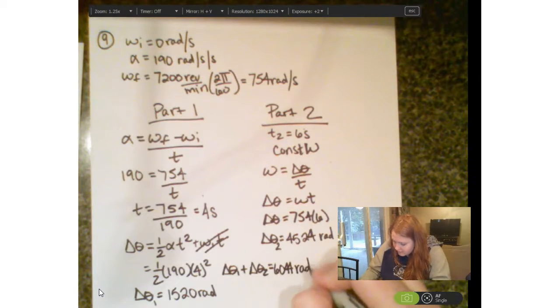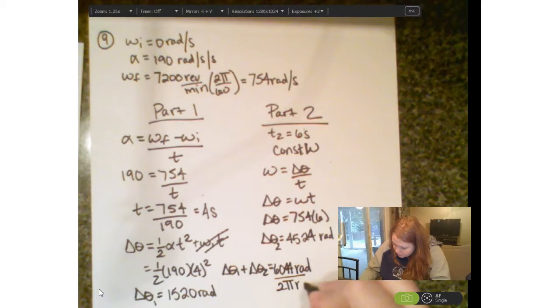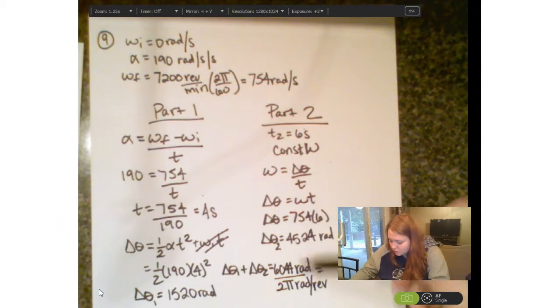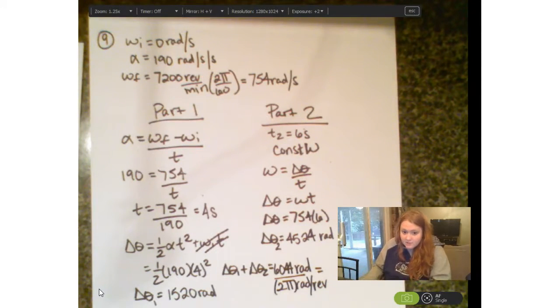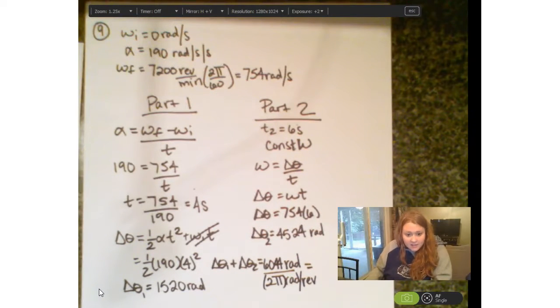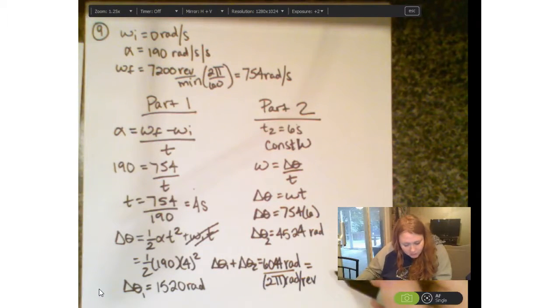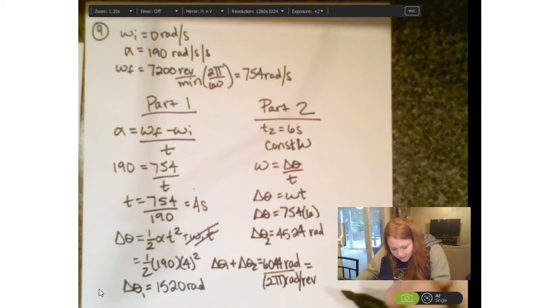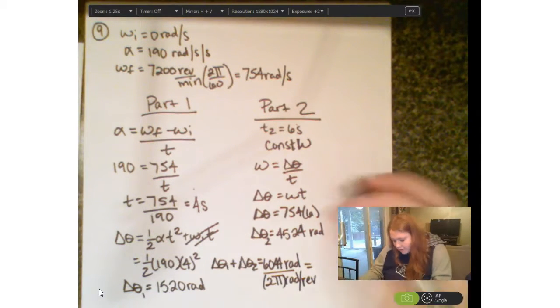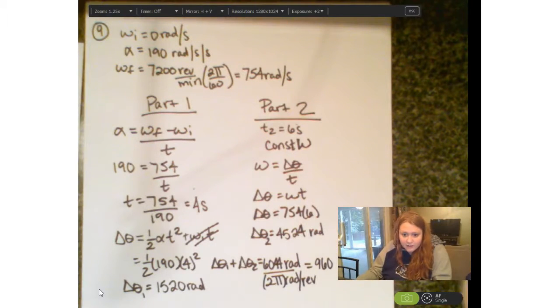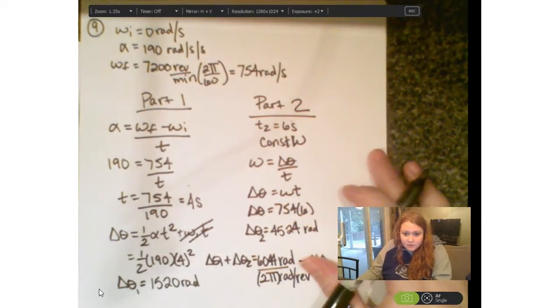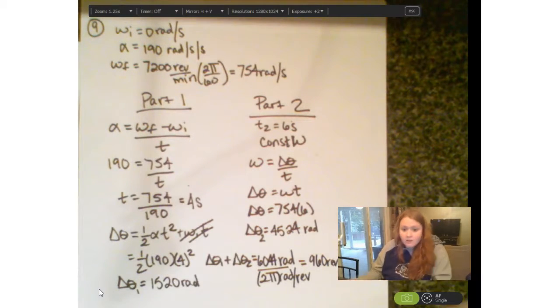Now that is radians. I want that in revolutions, so I need to divide by 2 pi radians per revolution. Be careful when you do this in your calculator that you're not dividing by 2 and then multiplying by pi. So in your calculator, you probably want to make sure that's in parentheses. That's a pretty common mistake. And then we will get approximately 960. You might get a little off in the grand scheme of things when we're talking about a number close to 1,000. That's fine. And revolutions should be your answer.